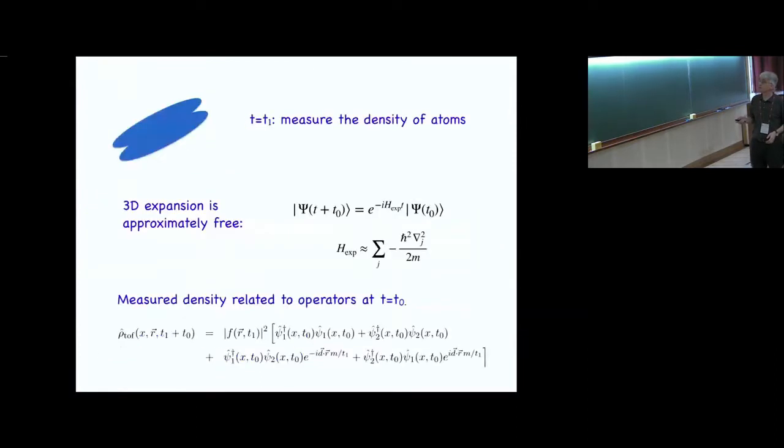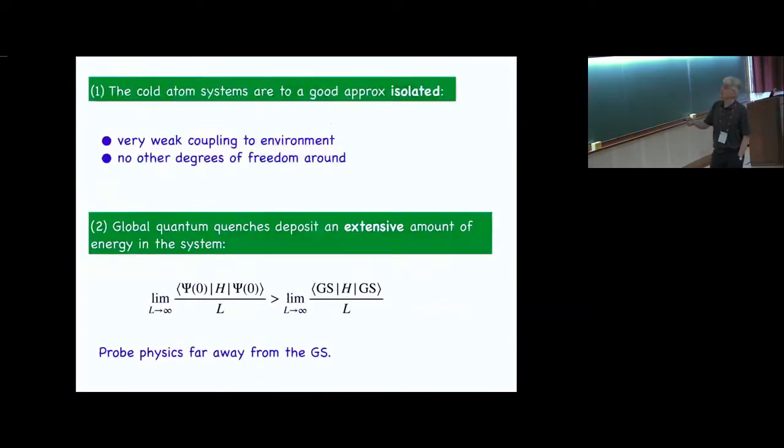So now a few more comments. The cold atomic gases in optical traps are to a good approximation isolated. What I mean by that is there's very little coupling to the environment. That's very important for me, because in a quantum quench, I always consider unitary time evolution. There's no environment, there's no dissipation. This is not exactly true for cold atoms. The most important mechanism that violates this unitarity is heating.